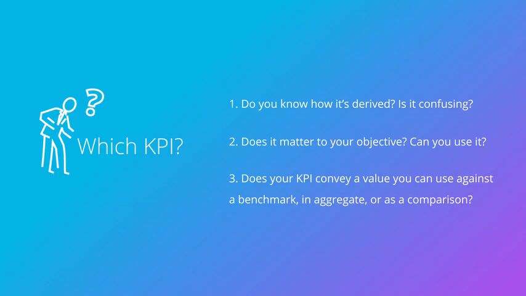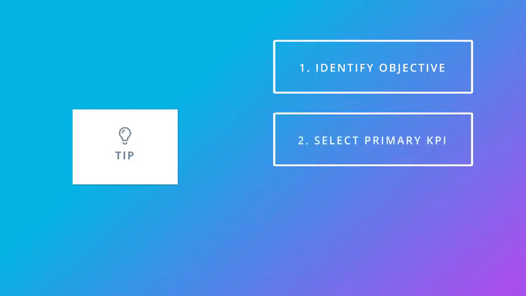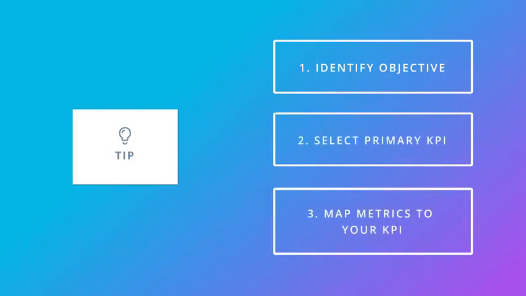No matter your primary KPI, it has to fit into the big picture. To make your marketing effective, remember to: 1. Identify a marketing objective, 2. Select a primary KPI, and then 3. Map the metrics to your KPI.